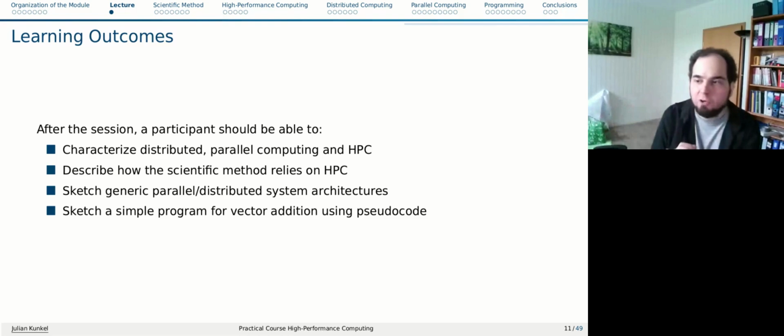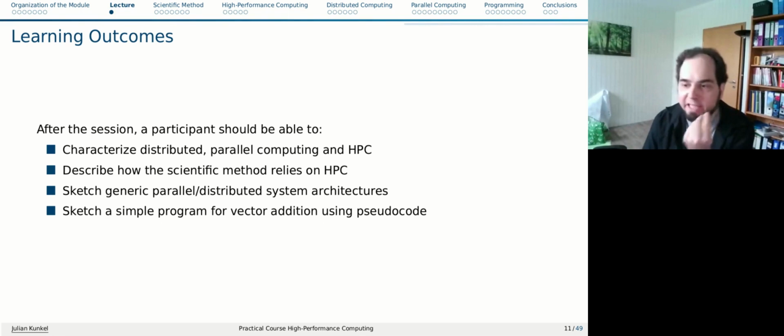Let me skip back. We learned about the module, and now it's time to learn about what we learned in this session. So these are the learning objectives. After the sessions, you should be able to characterize distributed parallel computing in HPC, for example. There are some more listed, and I won't read them. You can read them later, but these are the key motivation.